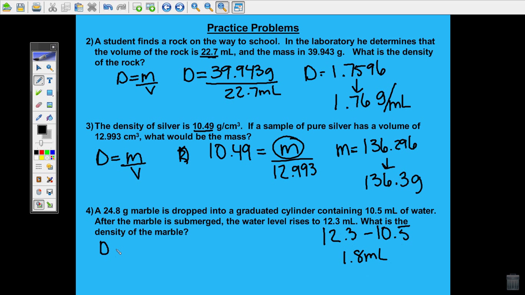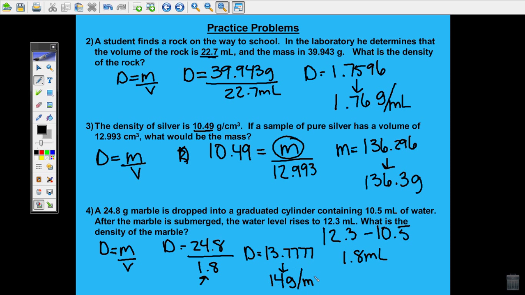And then I'm going to plug it into my density equation. I don't know my density. I know my mass is 24.8 grams, and I know my volume is 1.8. So I divide those, and I get 13.7777. Okay. Since I divided, I need to look at least number of significant figures, which is here 1.8. So I need to round this to two significant figures, which is 14 grams per milliliter.